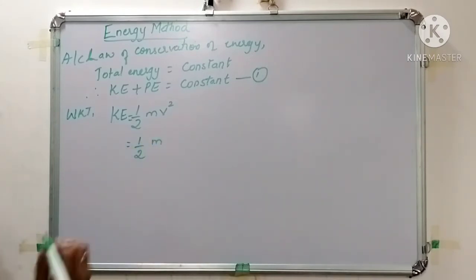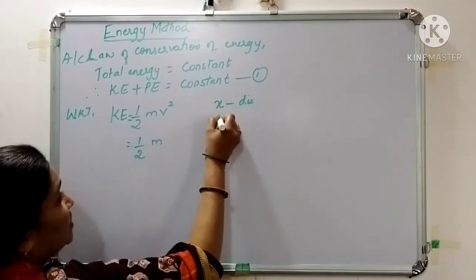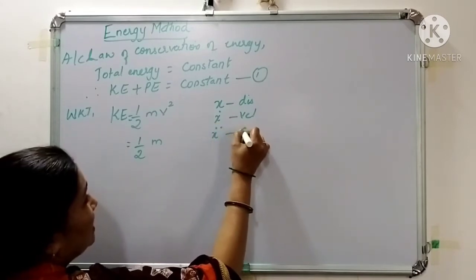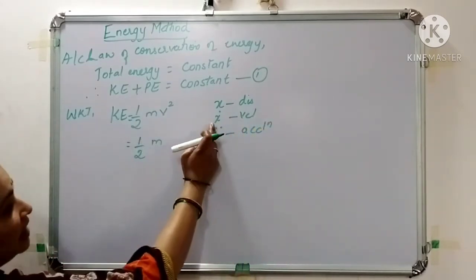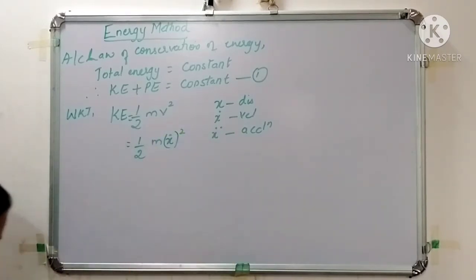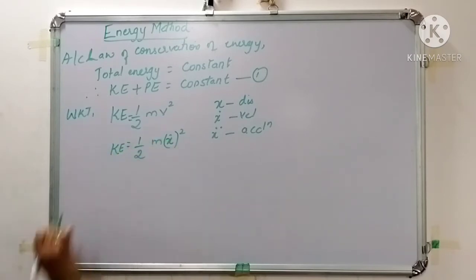As I said, if x is the displacement, x dot will be the velocity and x double dot will be the acceleration. So v square is nothing but x dot square. So now you know kinetic energy is equal to half m x dot square.